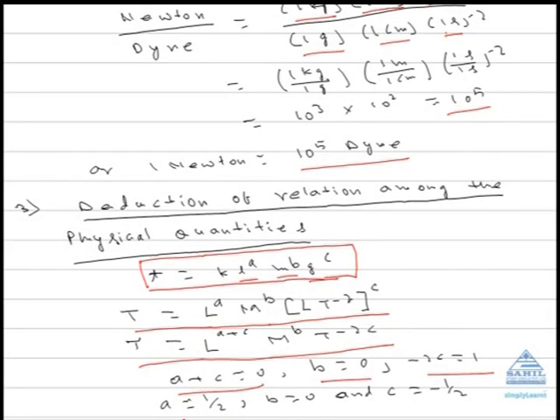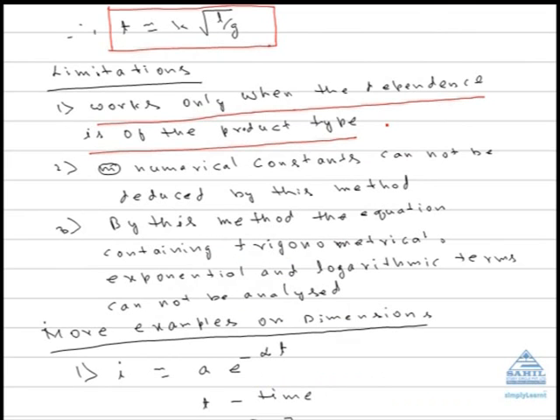From this we get the value of a, that is 1 by 2, the value of b, that is 0, and the value of c, that is minus 1 by 2. So we have t equal to k into under root L by G.